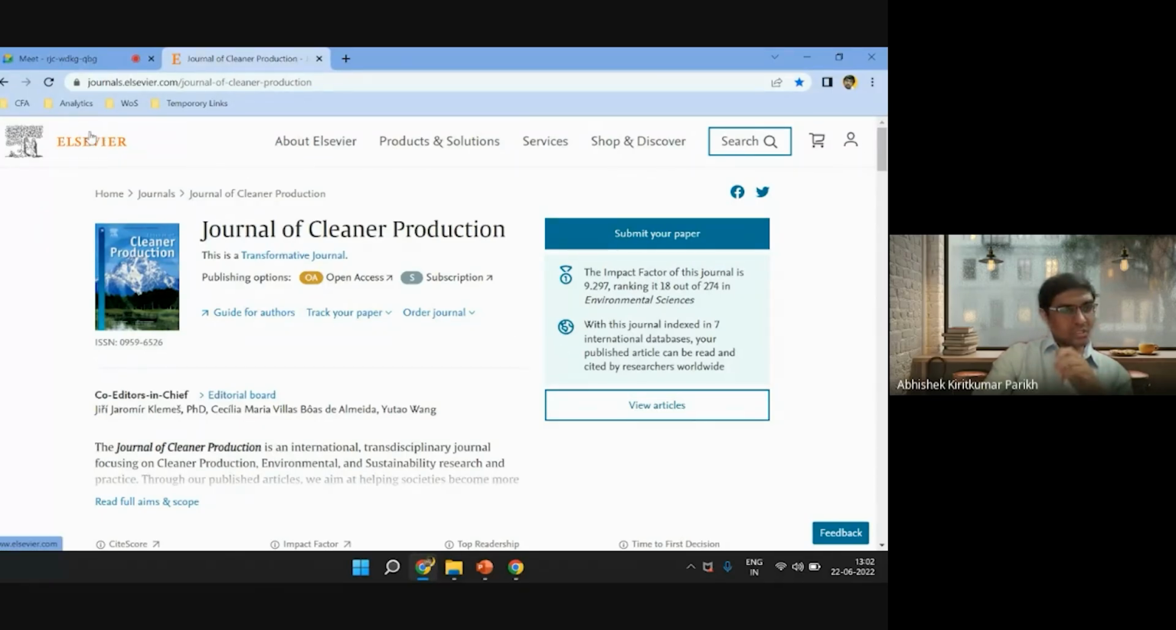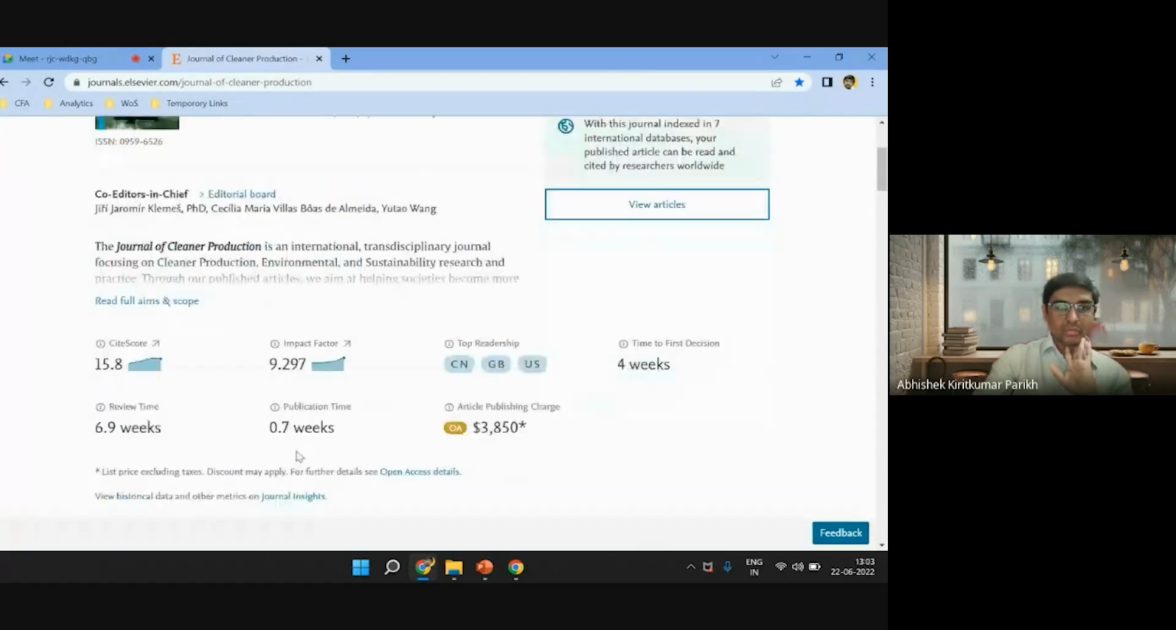So mostly 90% of Elsevier publications are Scopus listed, right? So if it is a part of Elsevier, you need not worry about it. It is a part of Scopus. Similarly, if it is a part of Web of Science, it is a part of Publons. You need not worry about it, right? Now let's say for example, we'll take a definition of CiteScore.